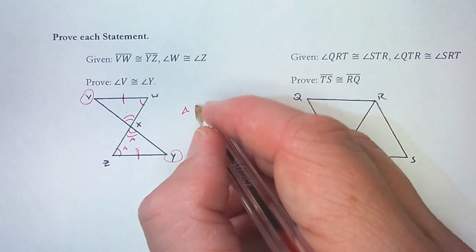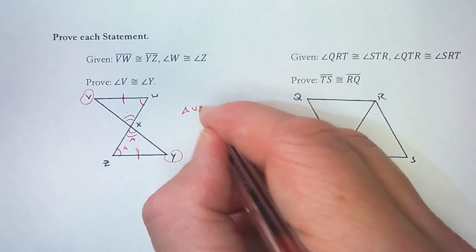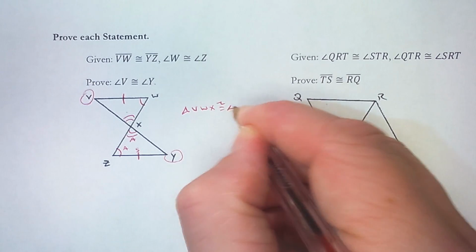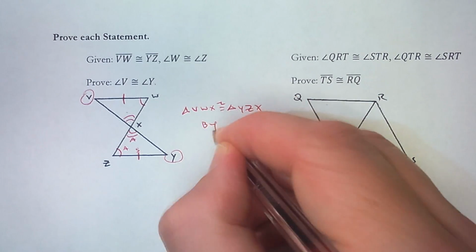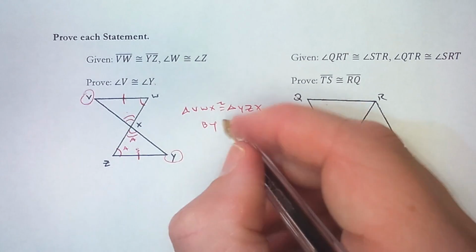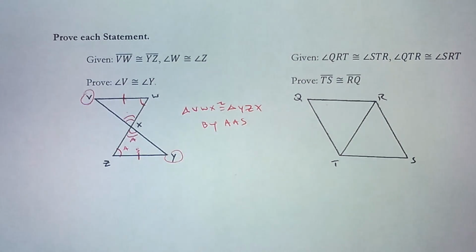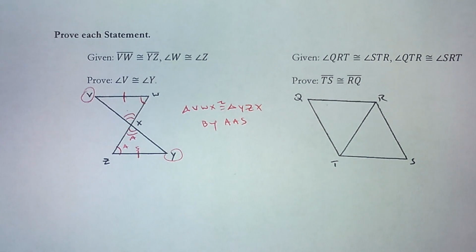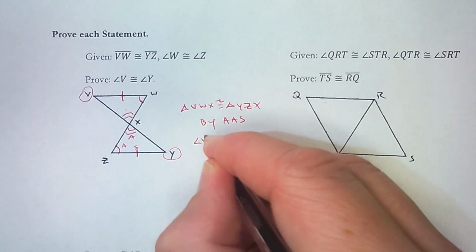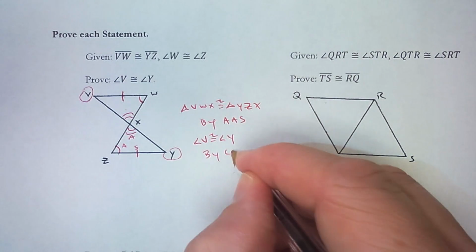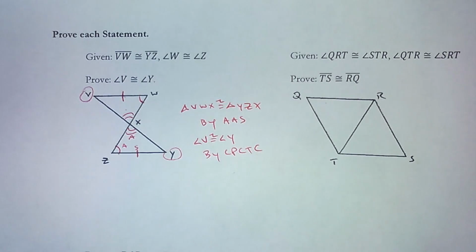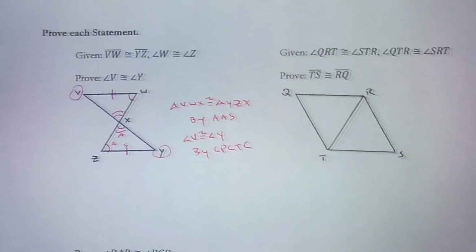So I can say triangle VWX is congruent to triangle YZX by angle, angle, side. And now that the triangles are congruent, I can say angle V is congruent to angle Y because corresponding parts of congruent triangles are congruent.